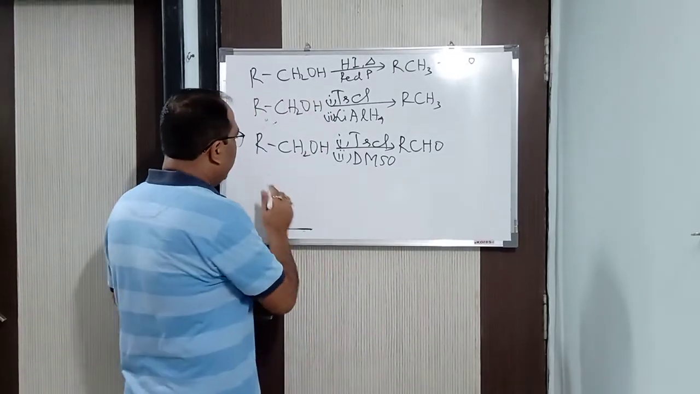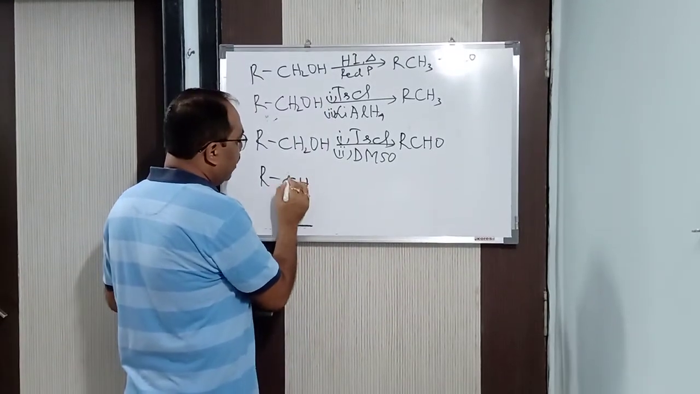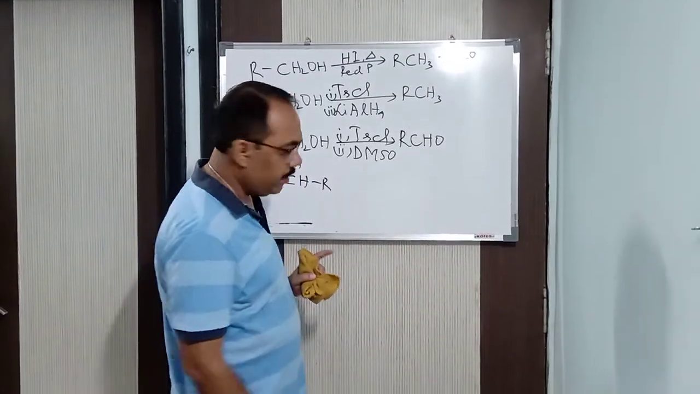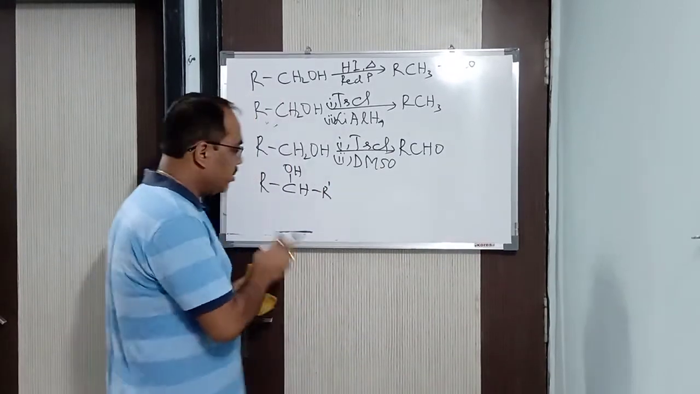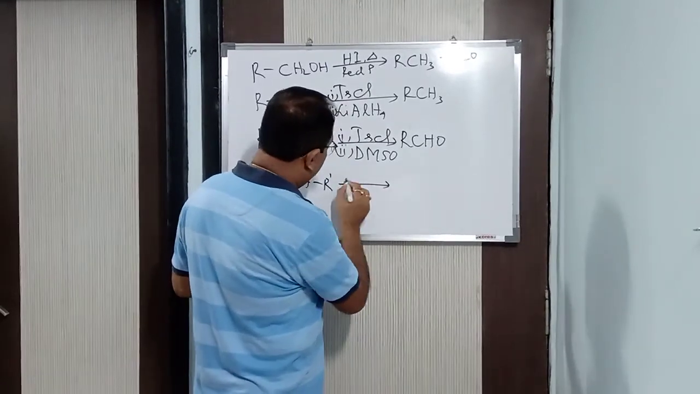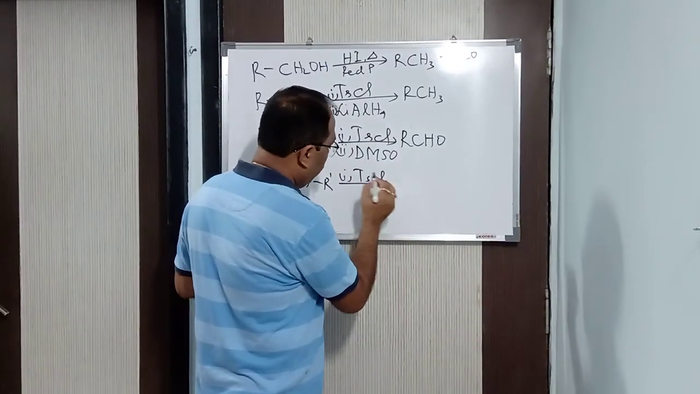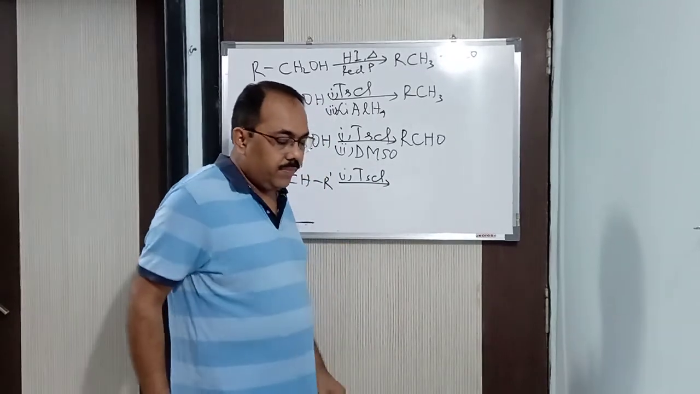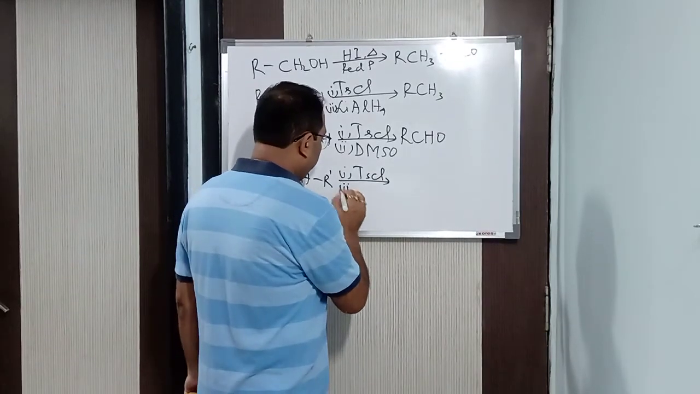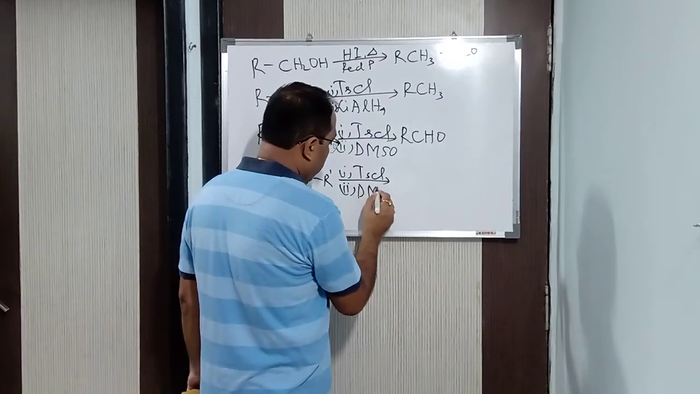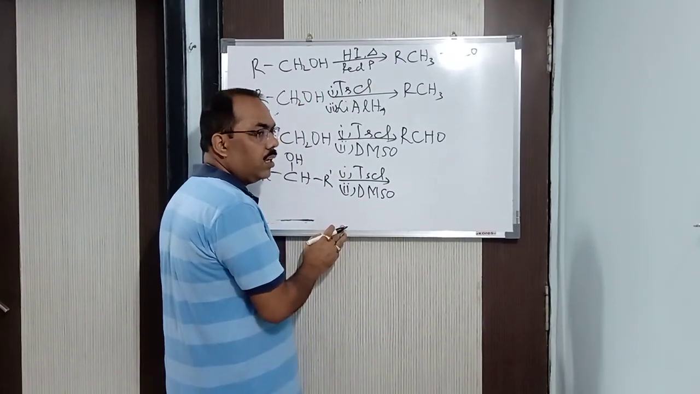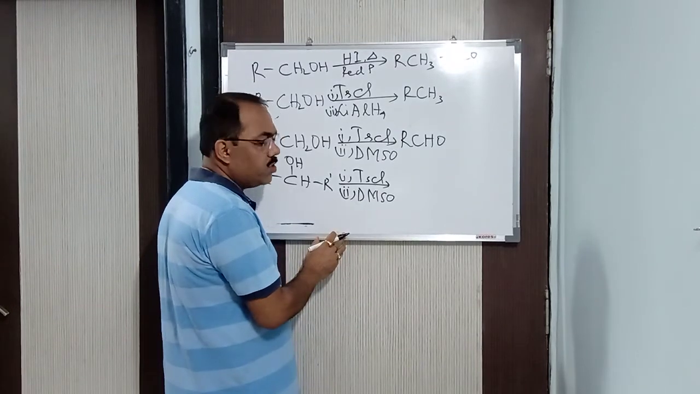Now next, instead of a primary alcohol, let us take a secondary alcohol. Let us say there are two different alkyl groups, this is CH3 and this is C2H5. In presence of the same thing, TsCl, and here I will take DMSO. Instead of DMSO, dimethyl sulfoxide, I can also take a basic medium, OH minus, in presence of that. We can do it.